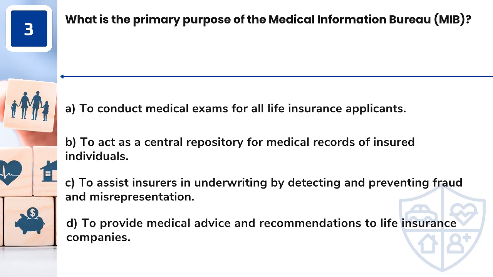Question 3. What is the primary purpose of the Medical Information Bureau, MIB? A. To conduct medical exams for all life insurance applicants. B. To act as a central repository for medical records of insured individuals. C. To assist insurers in underwriting by detecting and preventing fraud and misrepresentation. D. To provide medical advice and recommendations to life insurance companies.